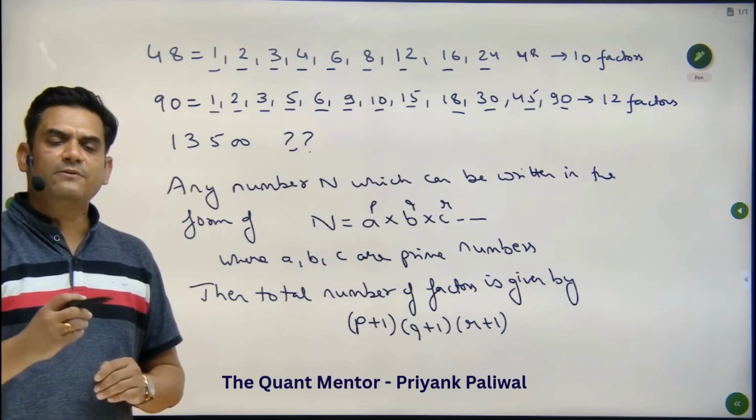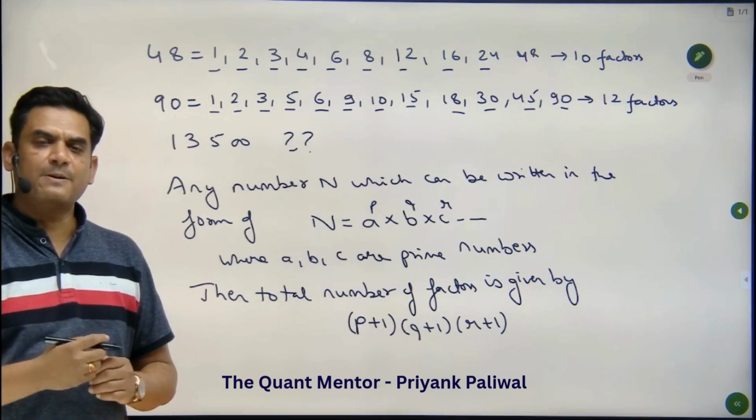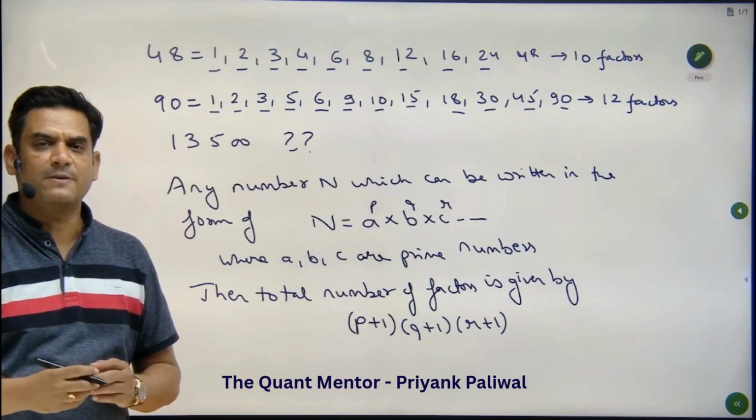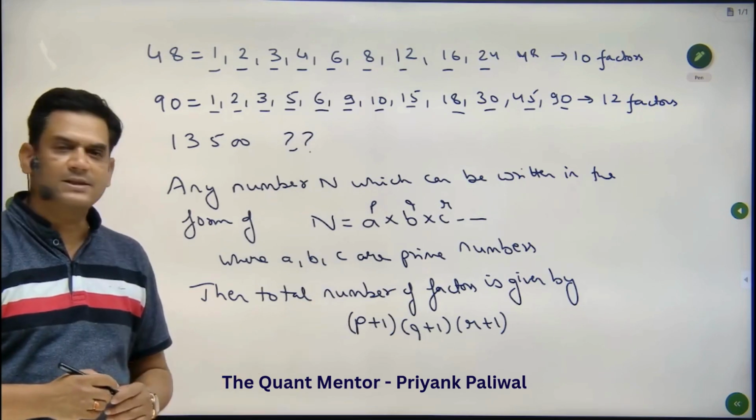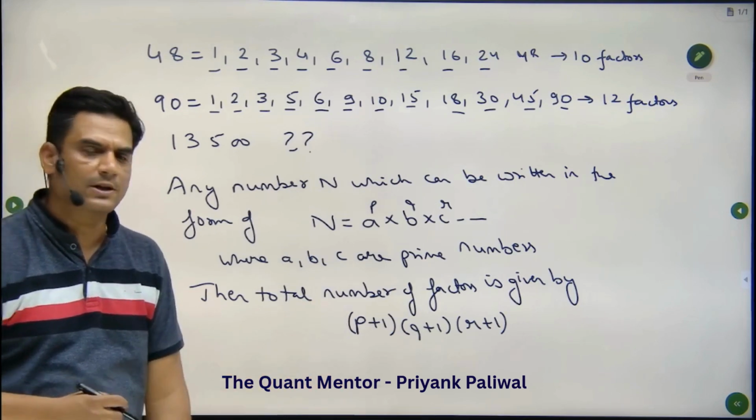So any number n which can be written in the form of a to the power p into b to the power q into c to the power r and so on, where a, b, c are prime numbers, then the total number of factors is given by p plus 1 into q plus 1 into r plus 1.